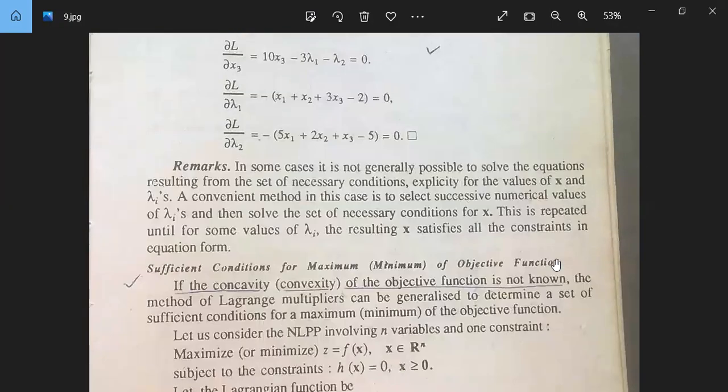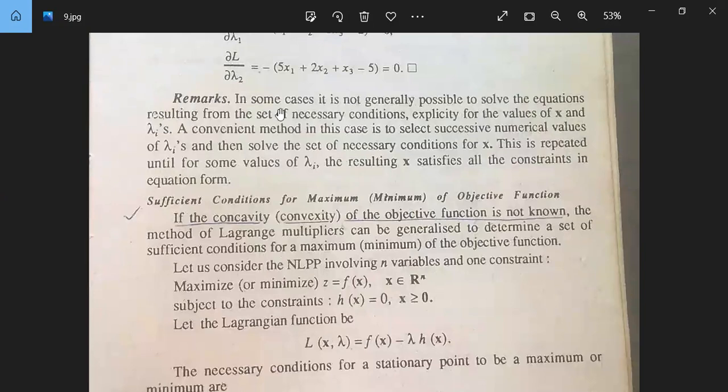ये सॉल्व हो गया प्रॉब्लम में, कोई मुश्किल नहीं है. Remarks देखें. In some cases, it is not generally possible to solve the equation resulting from the set of necessary conditions explicitly for the values of x and lambda I. A convenient method in this case is to select successive numerical values of lambda I. Suppose ये आसानी से नहीं निकल रहा तो numerical values ले लेंगे successively and then solve the set of necessary conditions for x. This is repeated until for some values of lambda I the resulting x satisfies all the constraints in equation form.